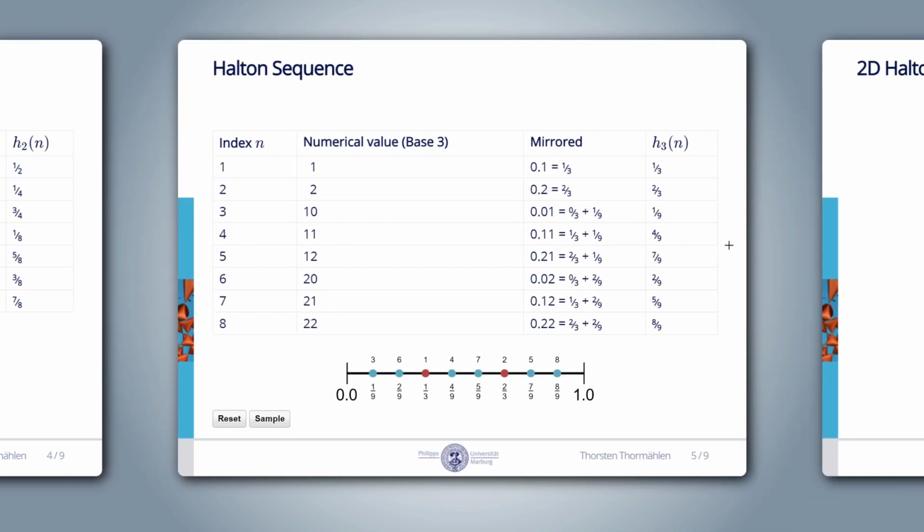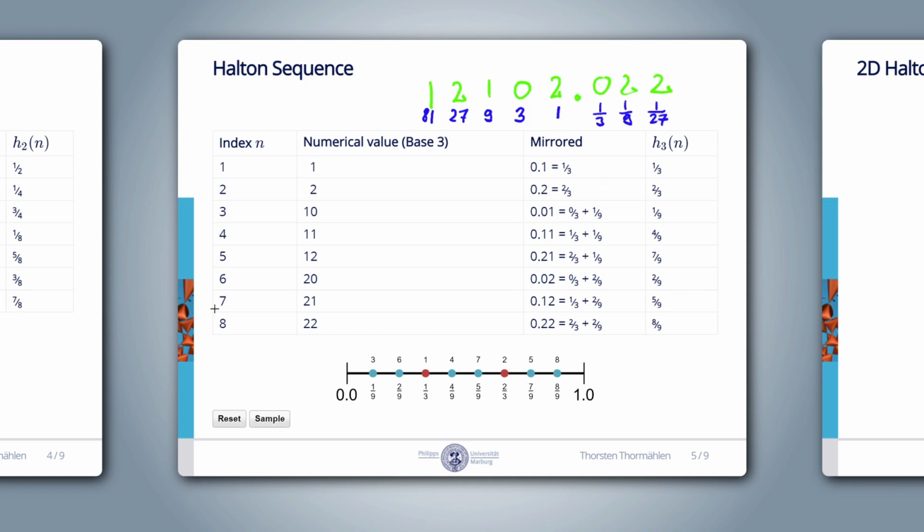For the next dimension, h3 of n, we can do exactly the same, but now with a base of 3. This means we have 3 digits, 0, 1, and 2. For example, 12102.022. The digit to the left of the decimal point has a factor of 1, then 3, 9, 27, 81, and so on. After the decimal point we have 1/3, 1/9, 1/27, and so on.